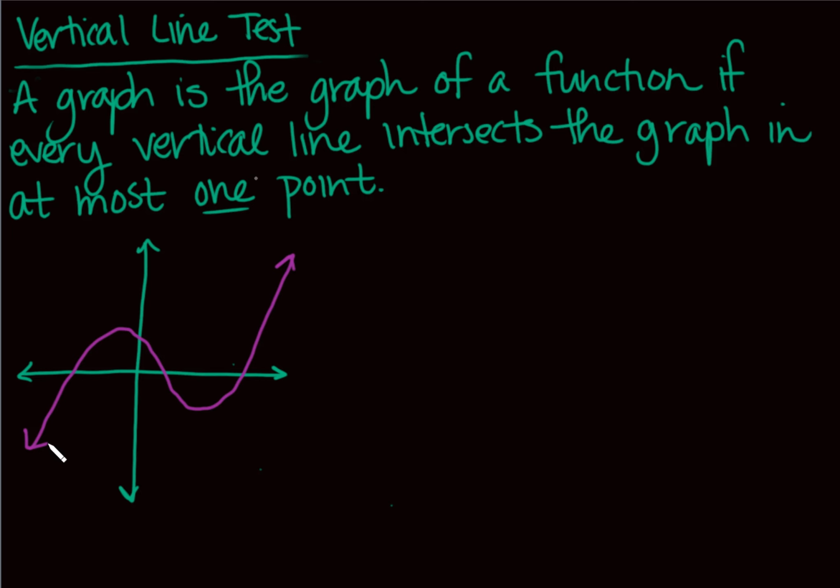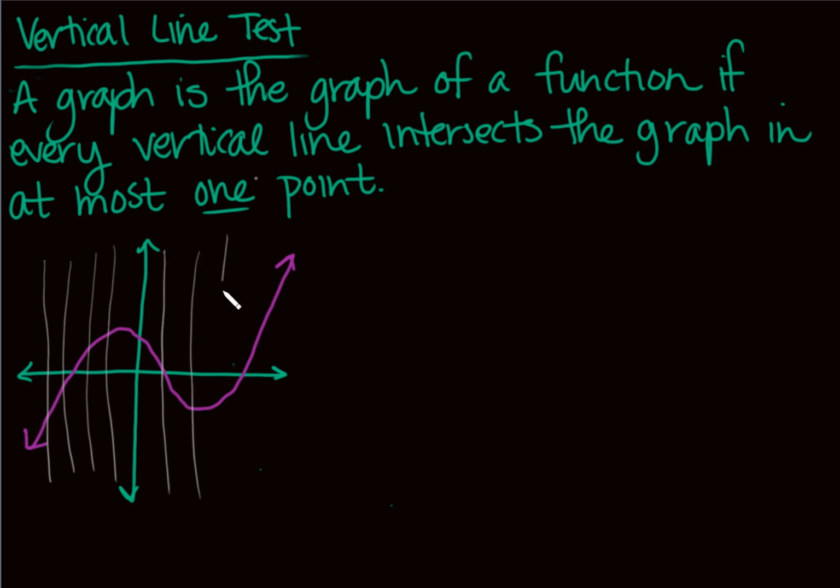Well, what the vertical line test says is if I take any vertical line, so I could draw an infinite number of them, pretend these are vertical and pretend that they're lines. So any vertical line, as long as all of those vertical lines pass the graph in only one place, see how these are all passing in only one place, then we're guaranteed that this is the graph of a function.